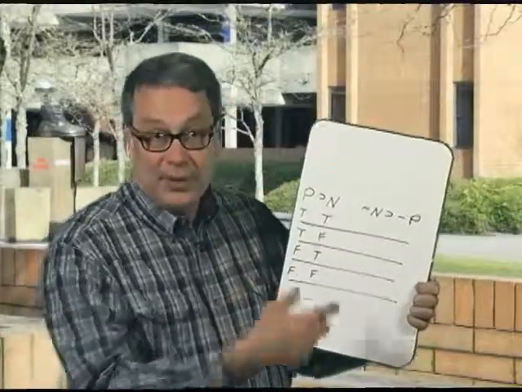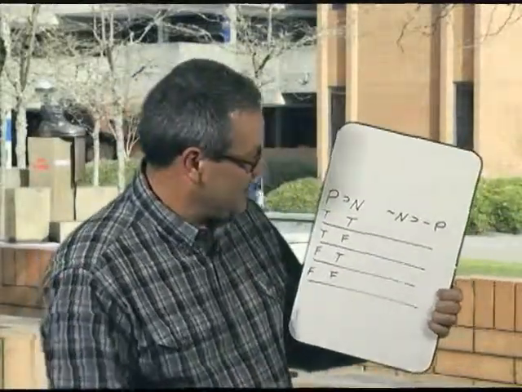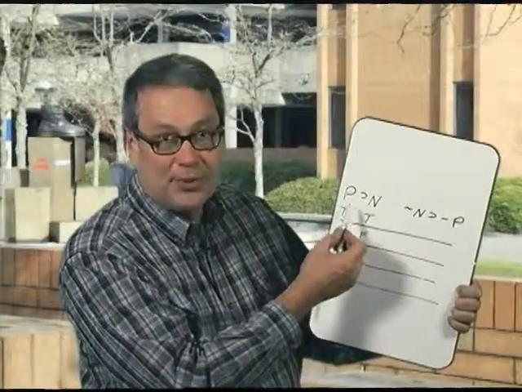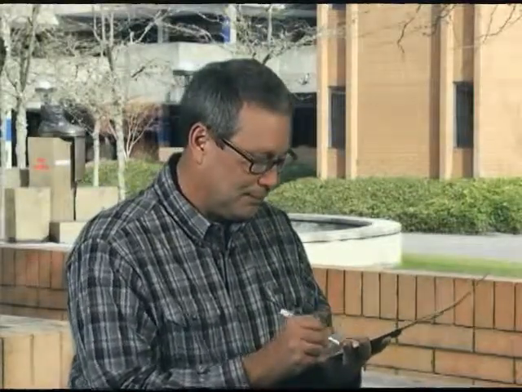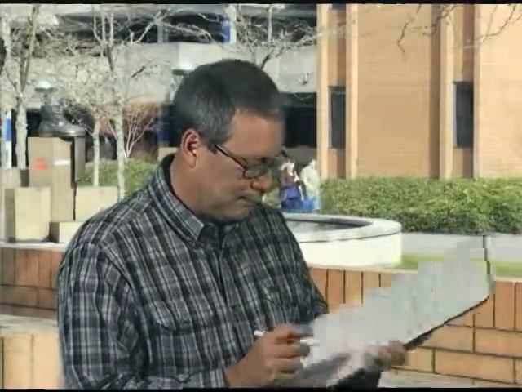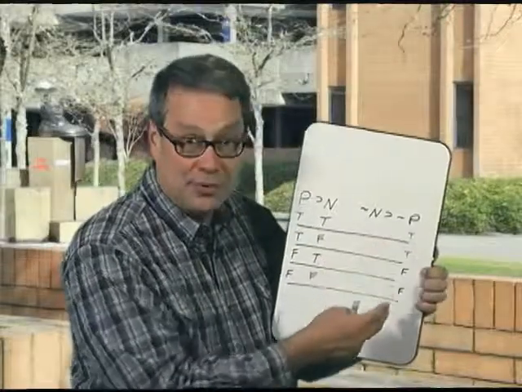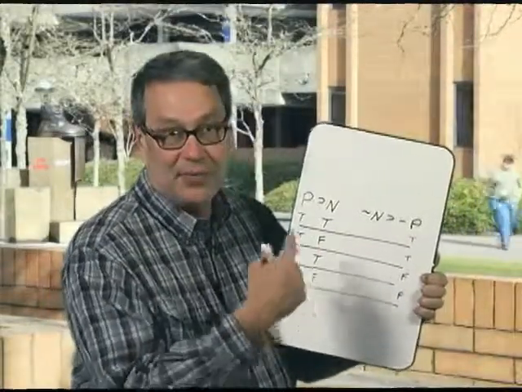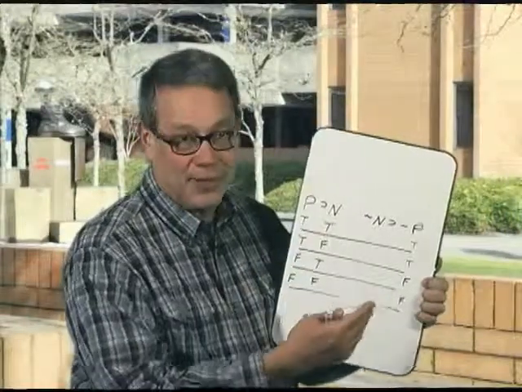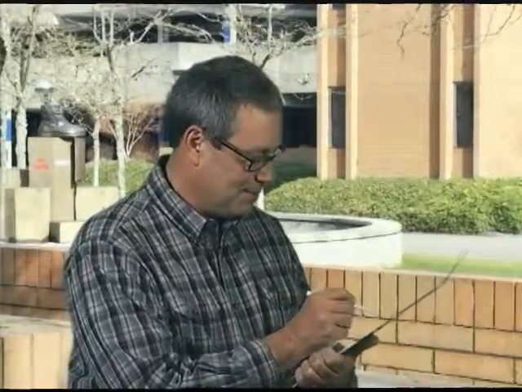First thing we want to do to get these blanks filled in is be consistent. If the P's are supposed to be true, true, false, false, let's make all the P's true, true, false, false. And I'm going to write that down. Okay, so we made all the P's true, true, false, false, just being consistent. We'll do the same thing with the N's. If the N's are true, false, let's make all the N's true, false, true, false. I'll do that.